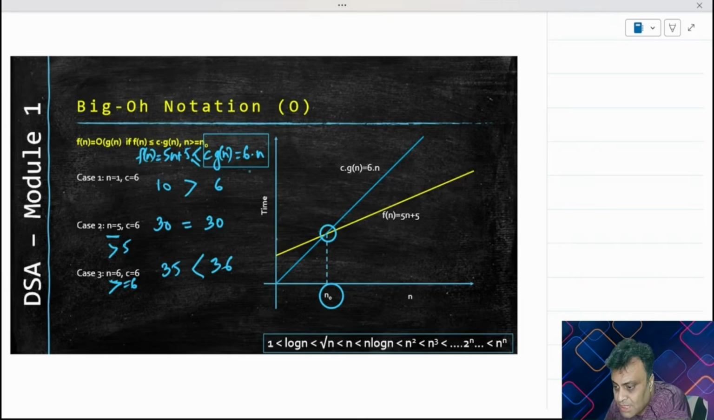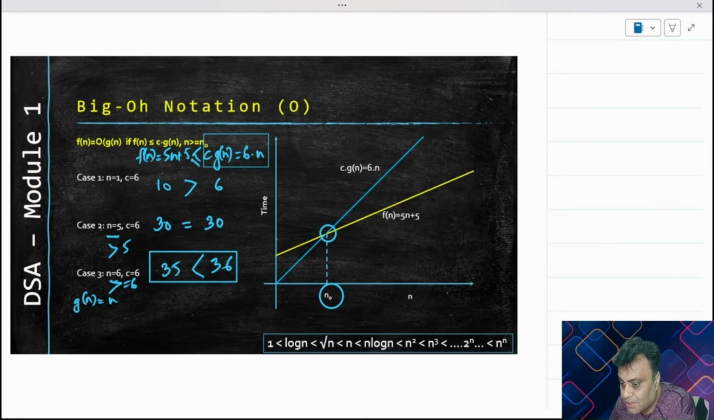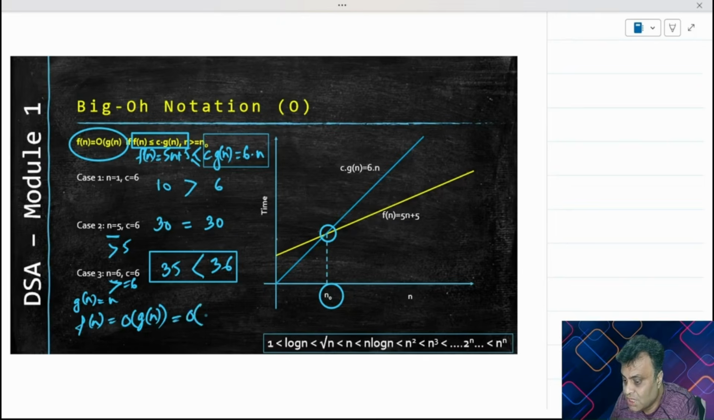So what is my gn here? C is 6, gn is n. So my gn is actually n, and it satisfies this particular thing. So if this satisfies, then this holds true. And if this holds true, then I can say my Fn is equal to big O of gn. That is my upper bound. So what is the upper bound going to translate to? gn is n, so the upper bound is n.